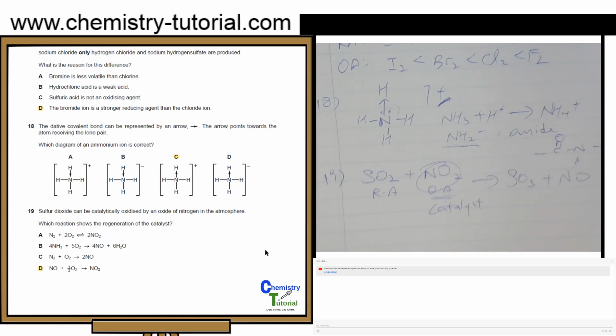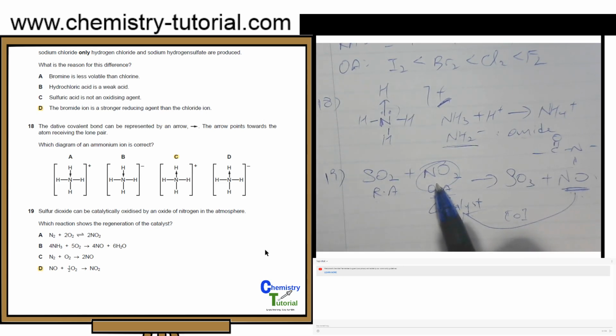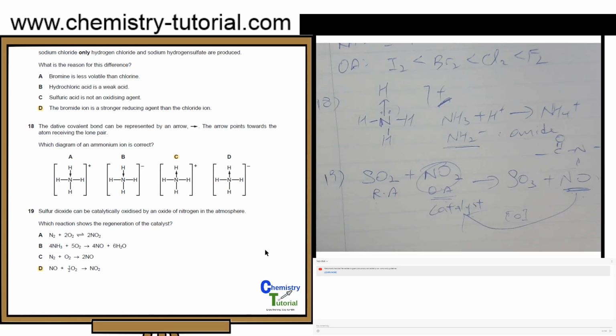This is your catalyst. If you want the catalyst to be regenerated, because in this case, after a reaction, we are actually getting a deformed catalyst, so you need to regenerate it back. To regenerate it back, you need to oxidize it back, right? Because NO gives NO2. So if you look at options A, B, C, D, we need to actually choose option A and D only.